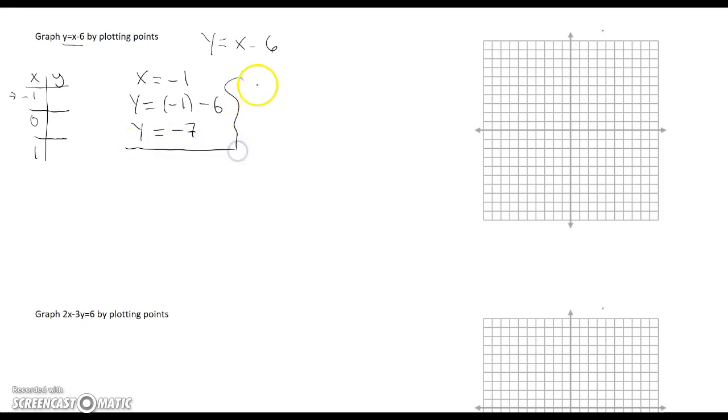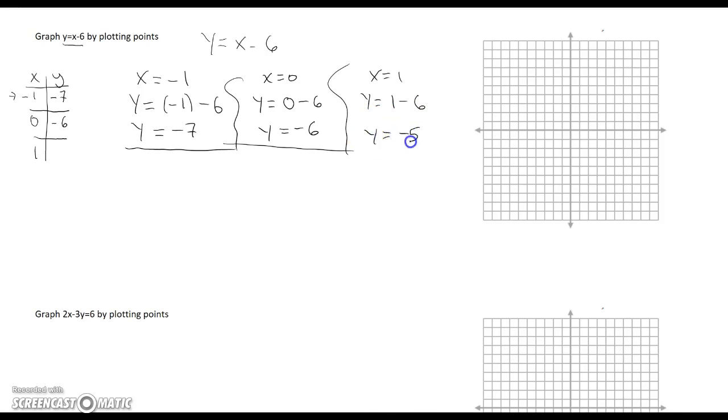All right, now we're going to do this again. So when we had -1 for x, we got -7 for y. Now we're going to do this again for our next x value. If x is equal to 0, then y is equal to 0 minus 6. So we have y is equal to -6. So when x was 0, y was -6. Last one, if x is equal to 1, then y is equal to 1 minus 6. 1 minus 6 is -5.